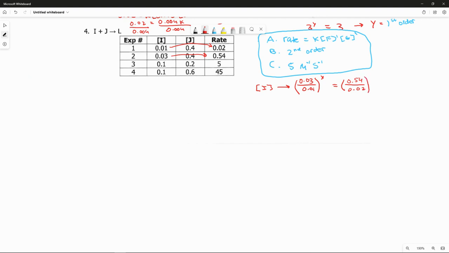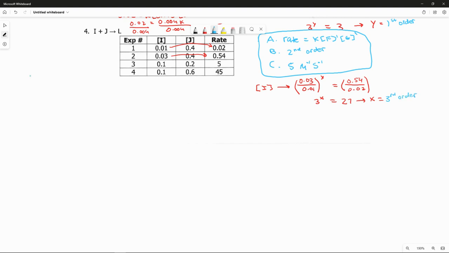And all you got to do is plug this into your calculator. So when you plug this into your calculator, you get 3 to the x equals 54 divided by 2, which is 27. So we know that x equals 3. Third order.